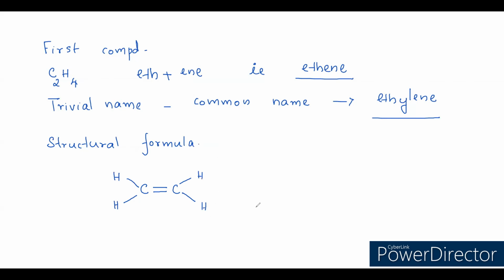This is the branched structural formula. Now the condensed structural formula: the first carbon has two hydrogens, CH2. There is a double bond and another carbon which also has two hydrogens. So this is CH2 double bond CH2. That is ethene's condensed structural formula.